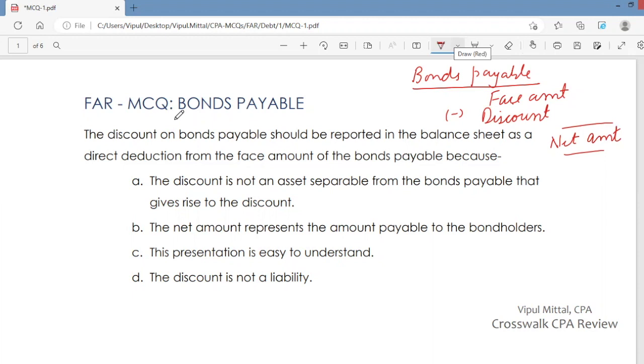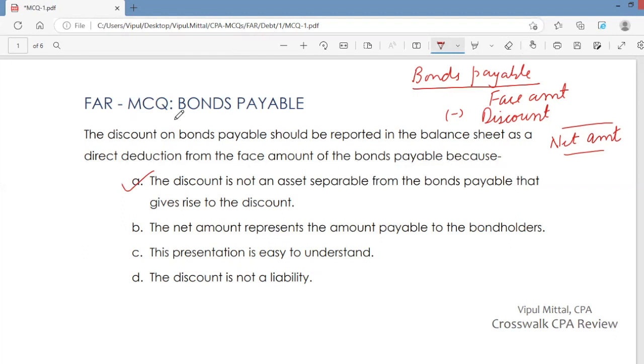The discount is not an asset separable from the bonds payable that give rise to the discount. So yes, it is bonds payable that give rise to this discount, and it is not separable from bonds payable. This discount is as a result of the bonds payable. So we report this discount as a direct deduction from the face amount of the bonds payable. So this is the answer.